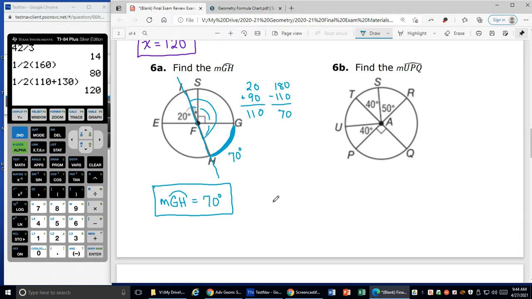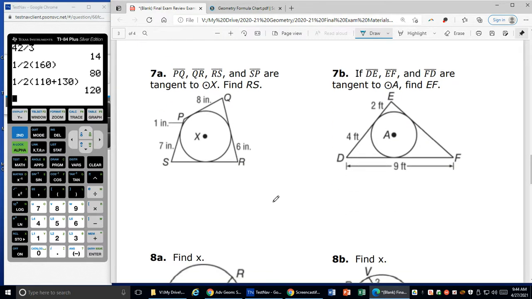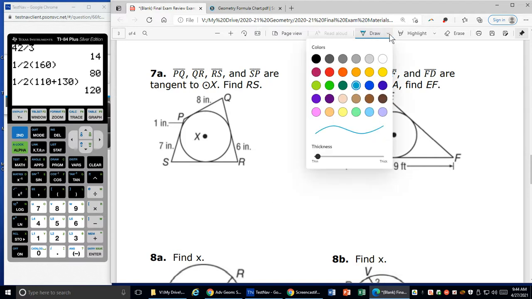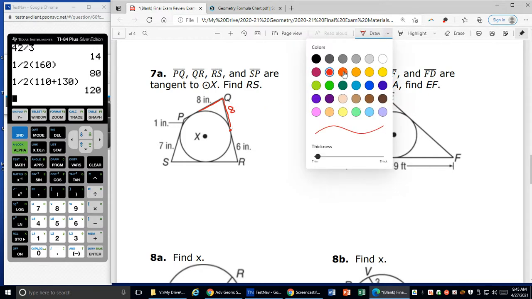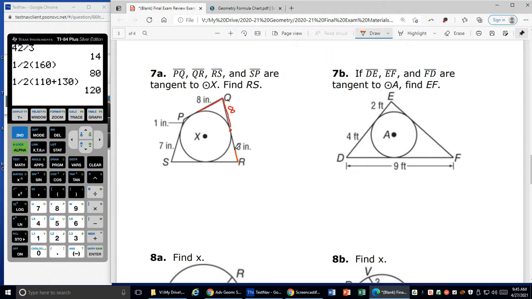Okay, let's look at 7A. 7A, PQ, QR, RS, and SP are tangent to circle X. Find RS. So remember, when you have tangent segments, each little piece here that goes to the point of tangency are going to be equal. So if PQ is 8, then Q to this intersection is also 8. If R to the point of tangency is 6, then R to the other point of tangency is also 6.